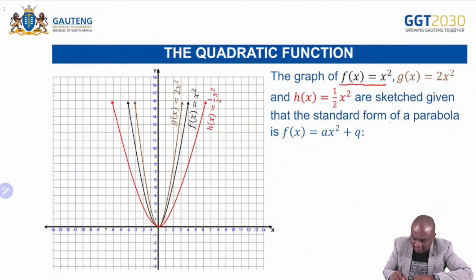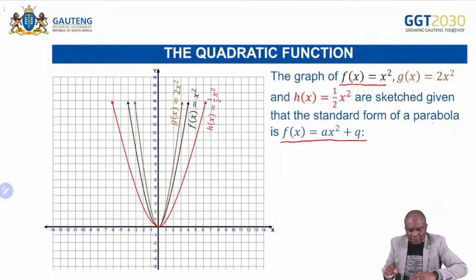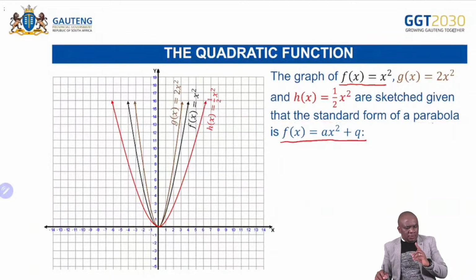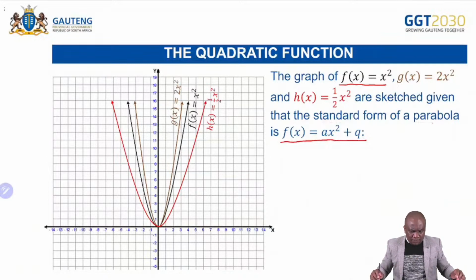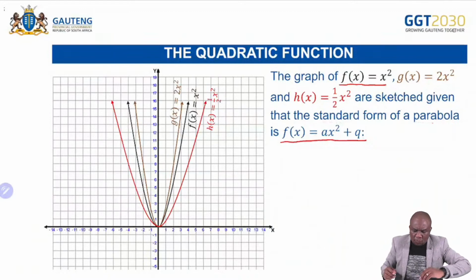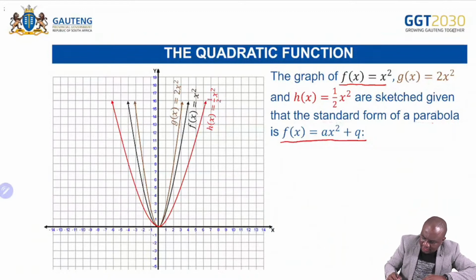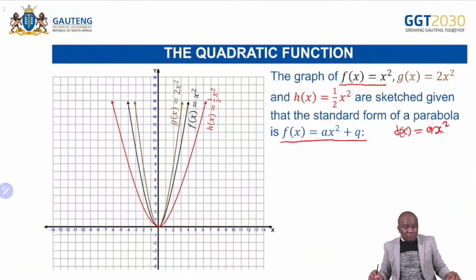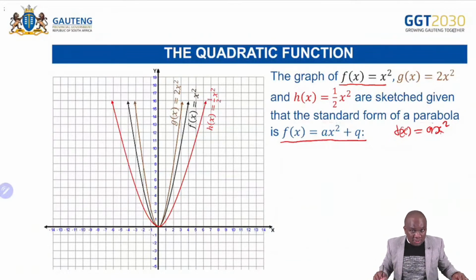Given that the standard form of a parabola is f of x is equal to ax squared plus q. If you check, I've introduced one more parameter there, which is q. We have been dealing with f of x is equal to ax squared. But remember our objective. We said we want to observe the effect of a and q. So that's why I'm bringing in the q here.